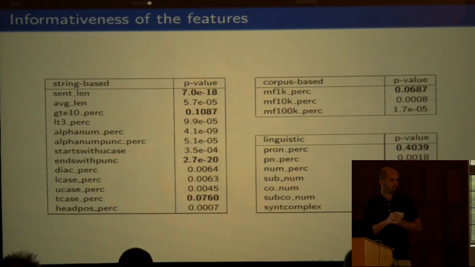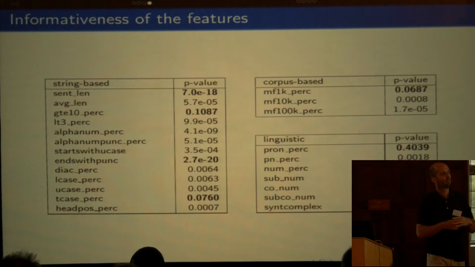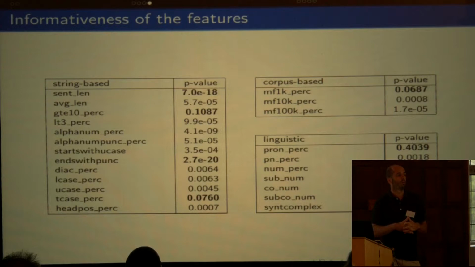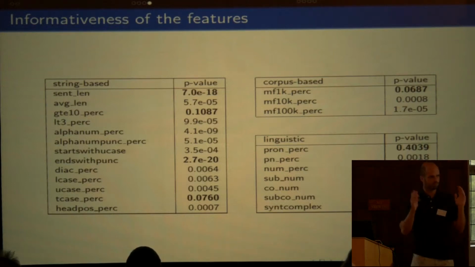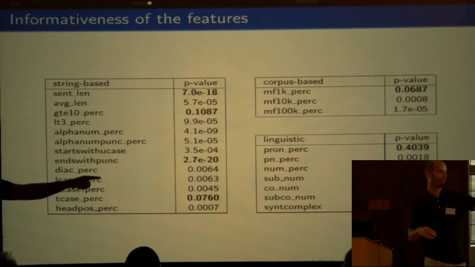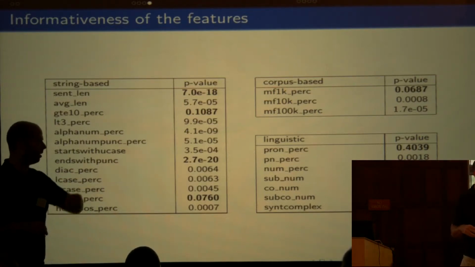And regarding linguistic features, this is quite boring maybe. So the percentage of pronouns showed to be overall the most uninformative feature. Not sure what to think about that, but this is what the numbers say. So the probability of this difference occurring by chance is 40%, which is huge. And the best features are actually syntactic complexity and the number of conjunctions.